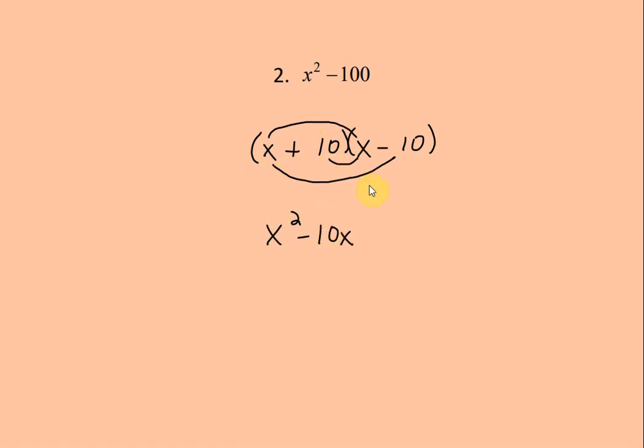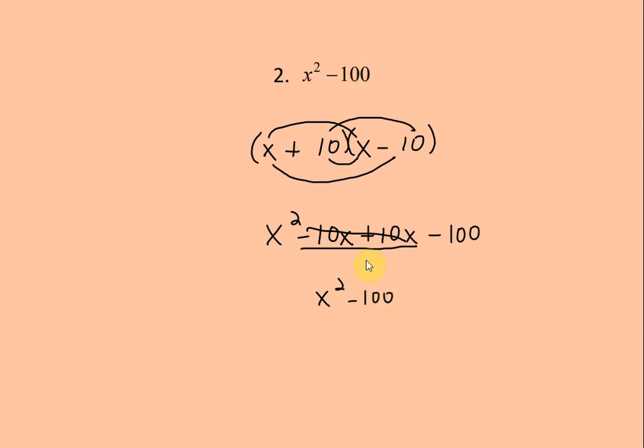The inner two terms would be a positive 10x. And the last two terms, positive 10 times a negative 10, would be a negative 100. Well, if I combine my like terms, negative 10x and positive 10x would cancel each other out, and I'm left with x squared minus 100, which is what I started with.